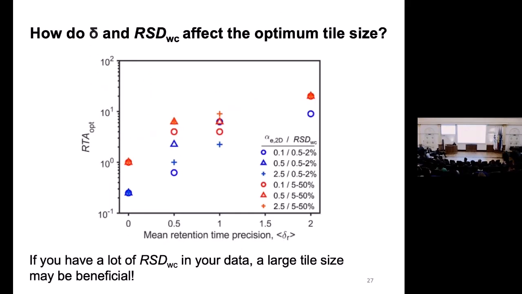The y-axis is the tile size relative to tile area, and the x-axis is the amount of shifting you have in your data. And it makes sense. As you have more shifting, you need a bigger tile size. That's a pretty obvious conclusion.